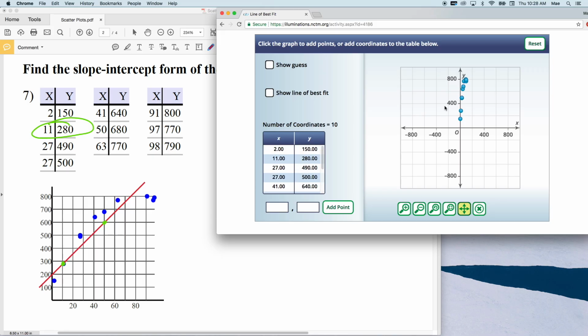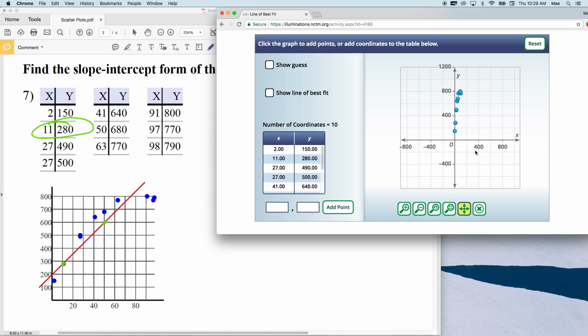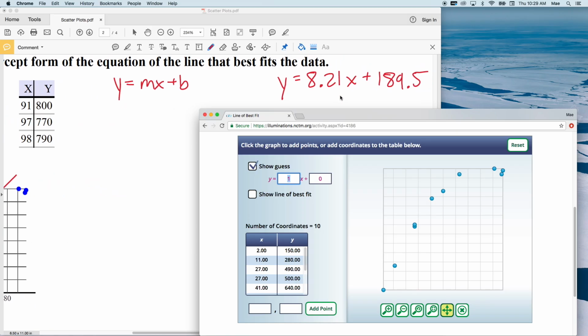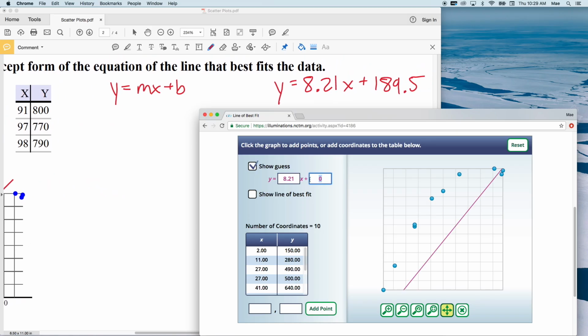Now in order to see our plots more like in number 7, you can focus in on the data by clicking this button to the left of the one that looks like the coordinate system, which allows you to move our graph. Clicking this, it zooms into the data. Unfortunately, it gets rid of our labels, but just refer back to number 7 to see them. Here we can type in what we guessed was our line of best fit. So 8.21 for m, and then 189.5 for b. And there you can see our guessed line of best fit.